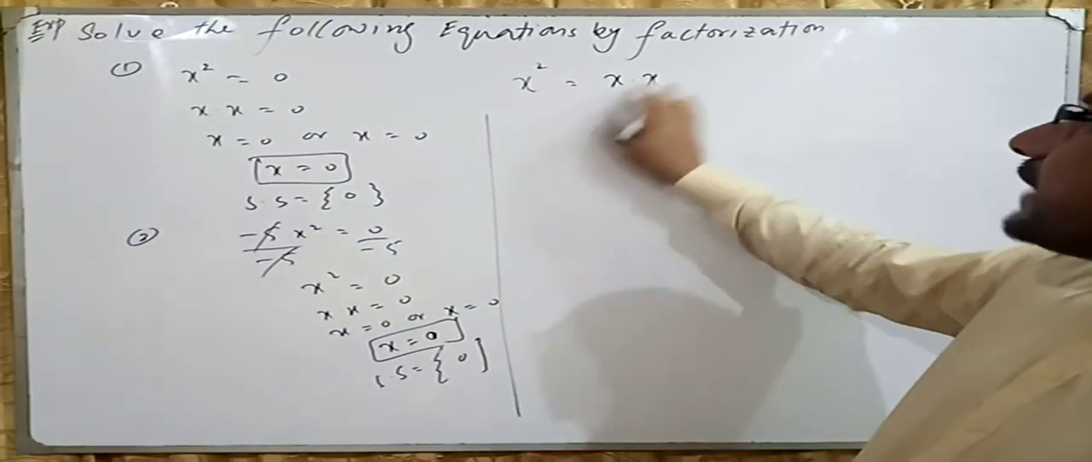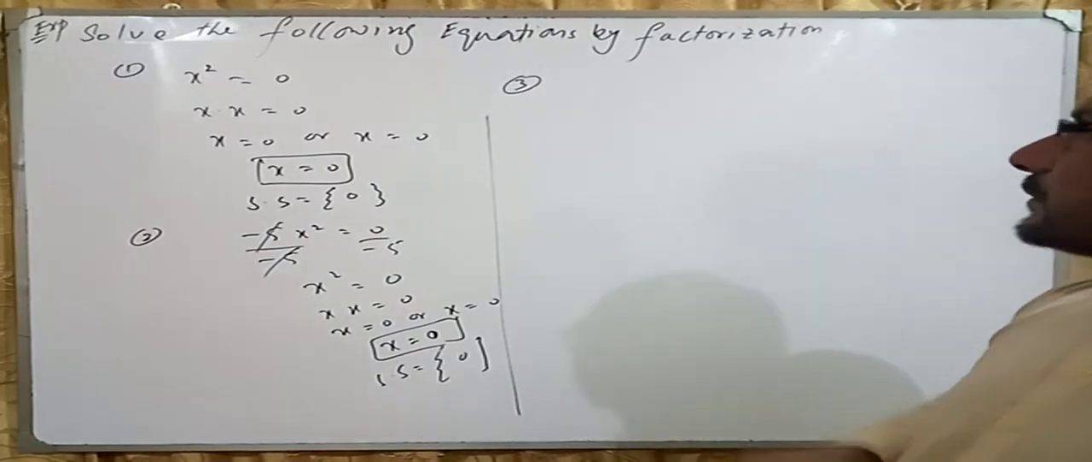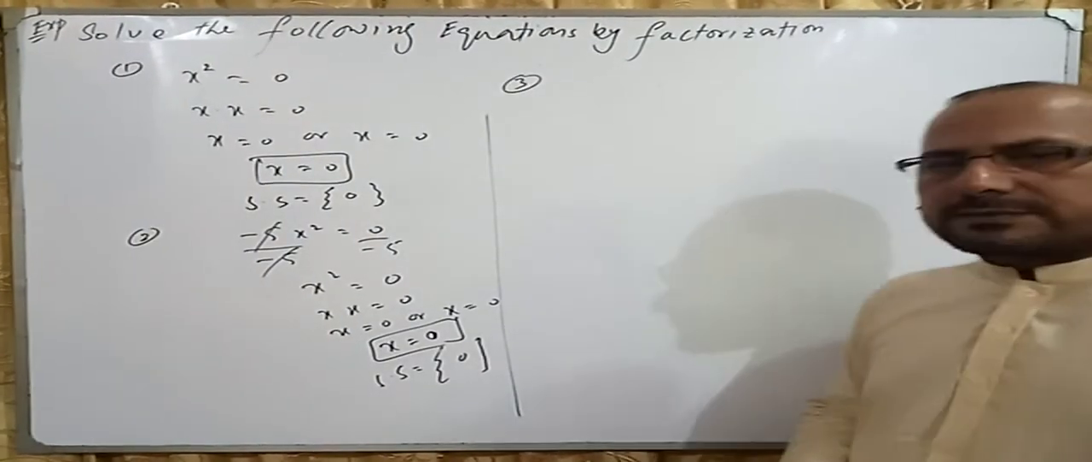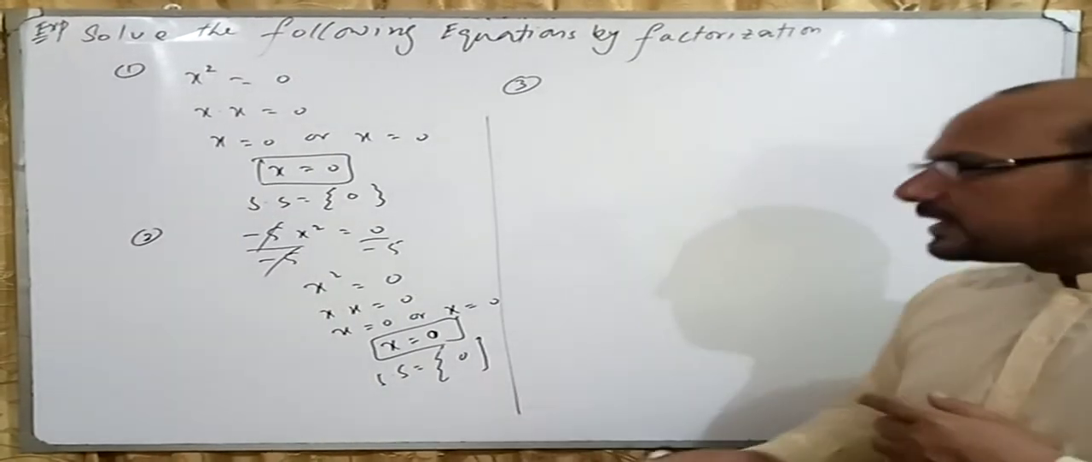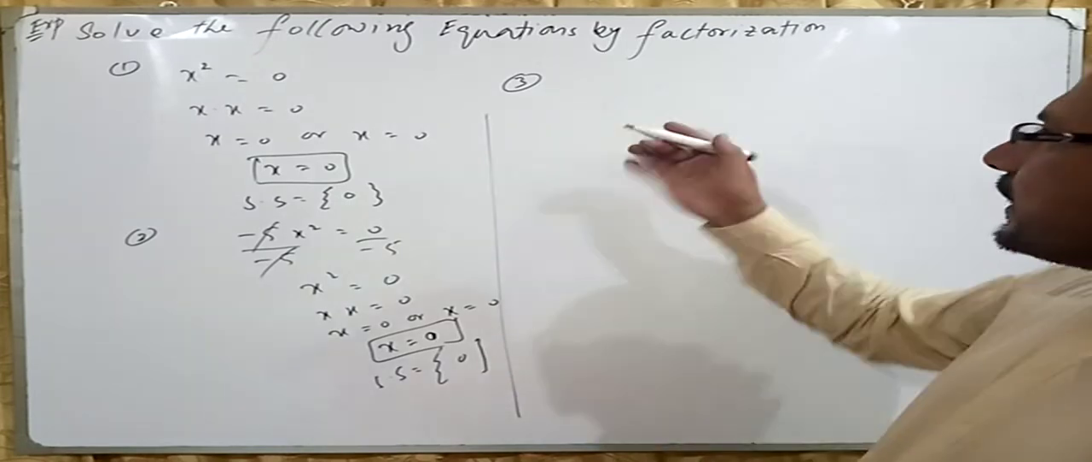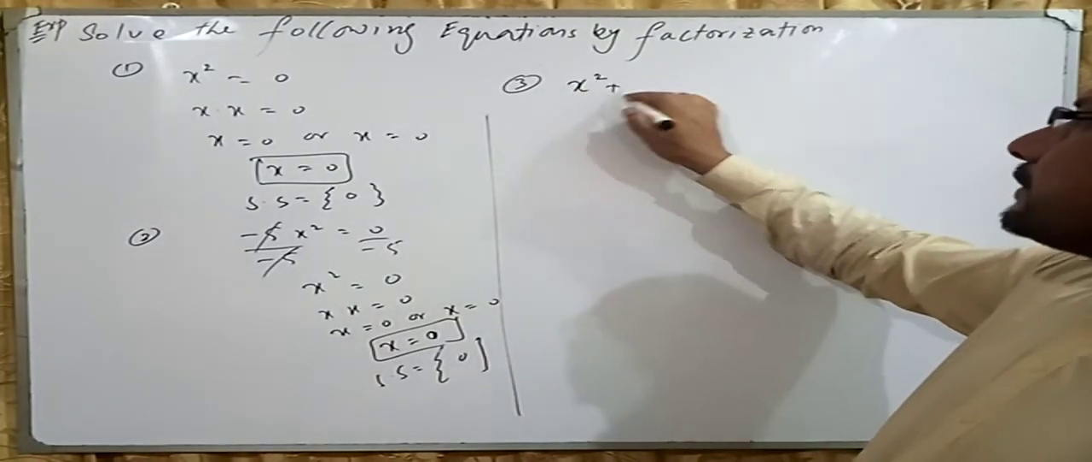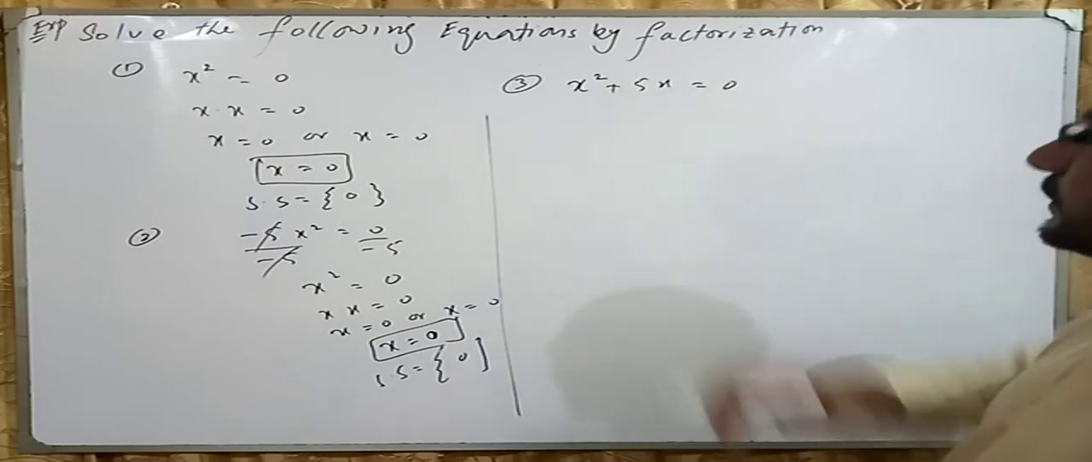Like suppose if we have two terms expression or two terms equation. Suppose in two terms equations we have two conditions. Maybe something common in both the terms, maybe nothing common in both the terms. Like here if we have x square plus 5x equal to 0.